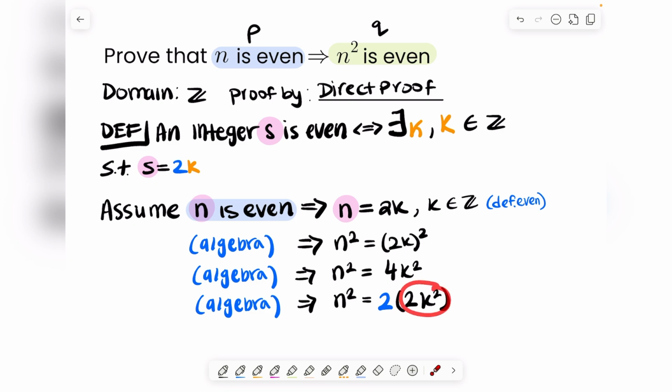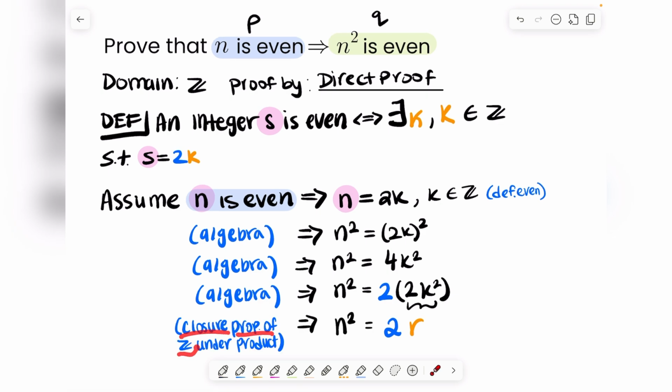So because at the end of the day, this whole thing is just going to be an integer, we can simply say, yeah, this is going to be equal to some integer, and we can call it r, and then we can bring down everything else. We have 2 times r is what n squared is equal to. And we say that we use the closure property of integers under product because this was all multiplication. And then we say where r is equal to 2k squared and where r is also an integer.